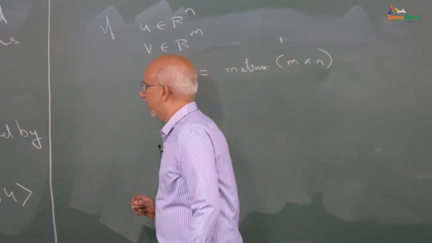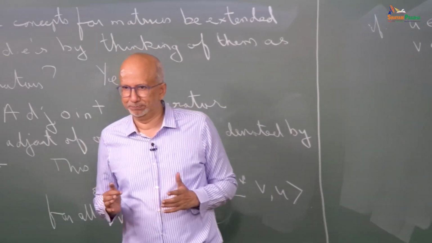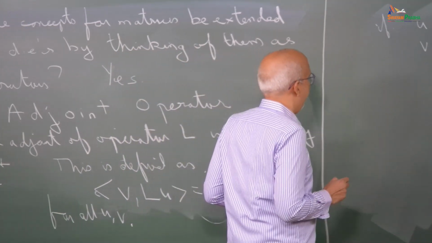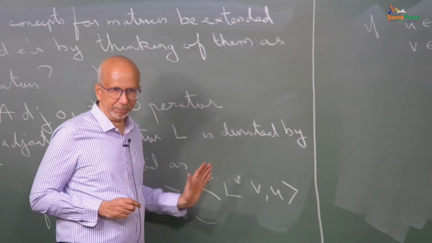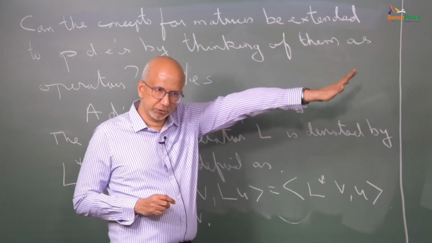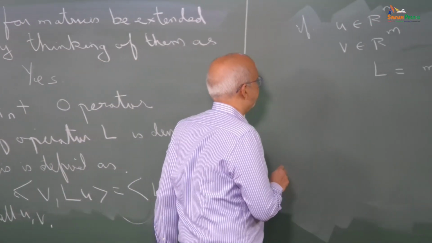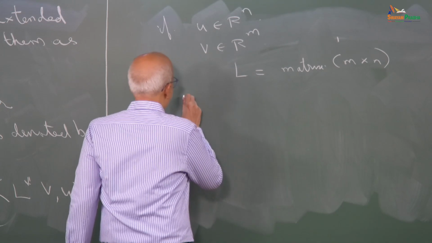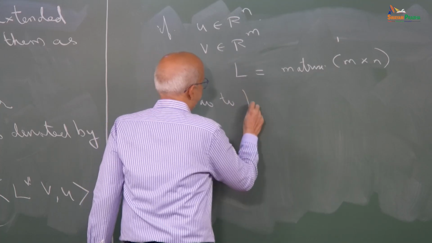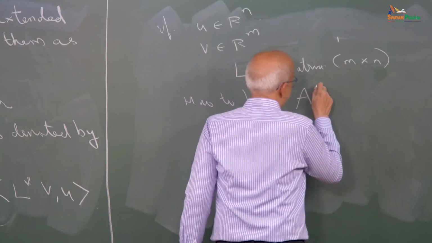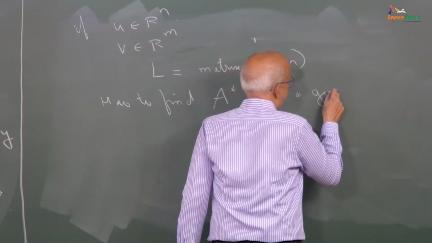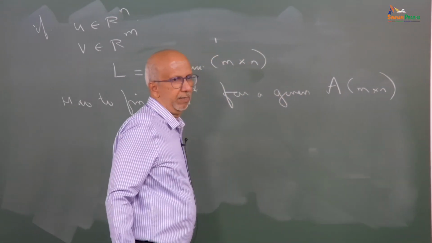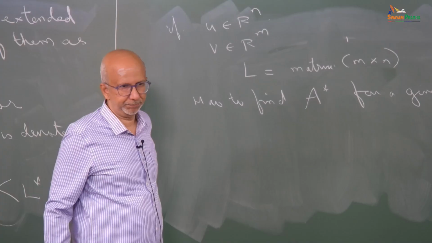Now, given a matrix A, how do I find the adjoint? The way I am setting it up, I am going to use the same approach for differential equations, and that is the mantra you have to keep remembering. So, how to find A star for a given A, which is an m by n matrix.